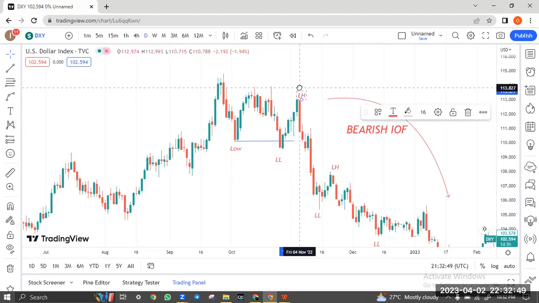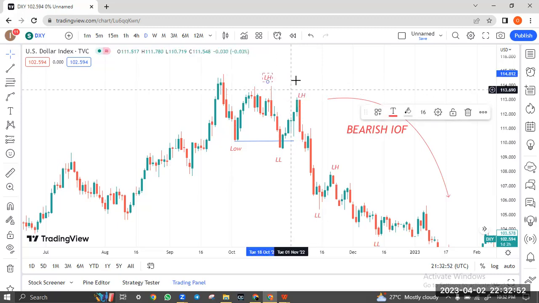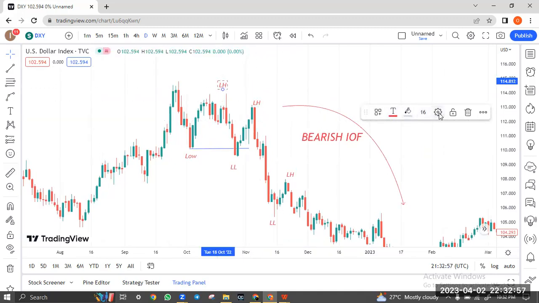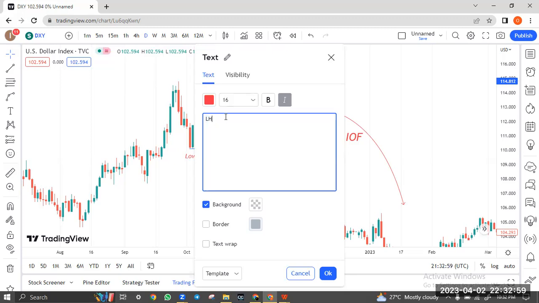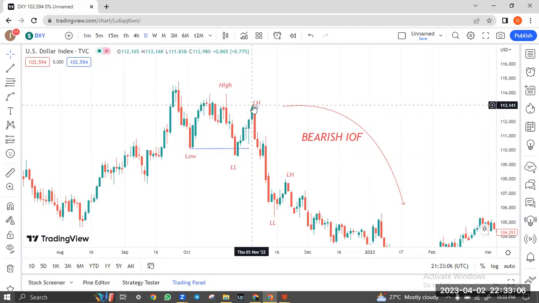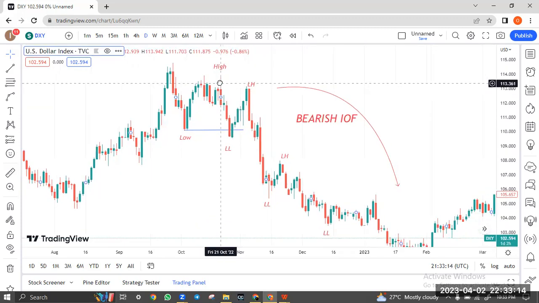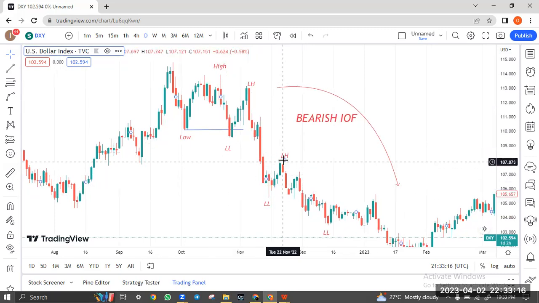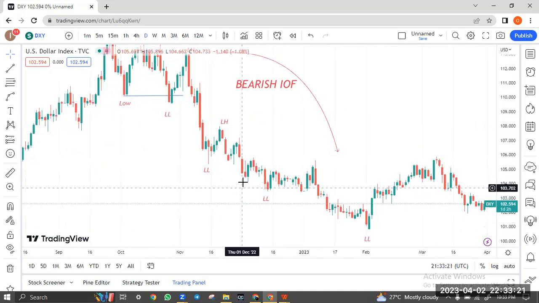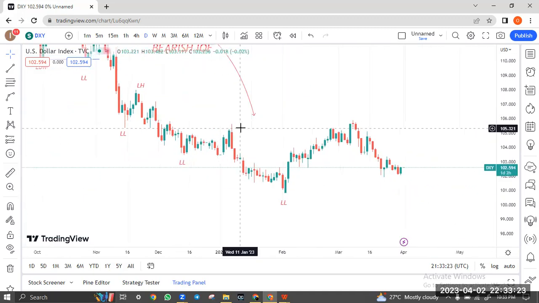We see that play out everywhere we go. Let me call this a high. So this is a low, then this is a high. As it traded up, it did not trade higher than this high. It traded lower than this high, so it's a lower high. This is a lower low, but a lower high to this previous high. So we have lower lows and lower highs.